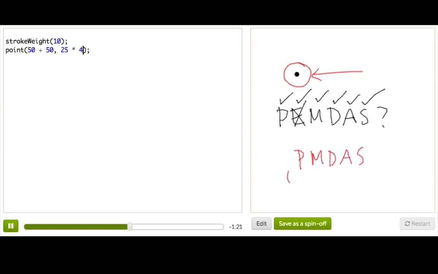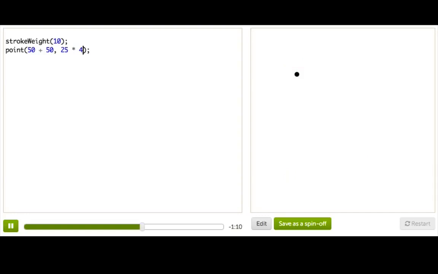This means that everything inside parentheses is evaluated first, and then multiplication and division are evaluated next from left to right, and finally we do addition and subtraction, also from left to right. So let's just go through a couple more examples and see what kind of things we can do.